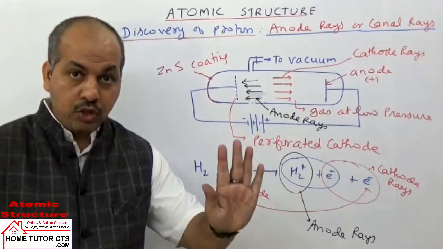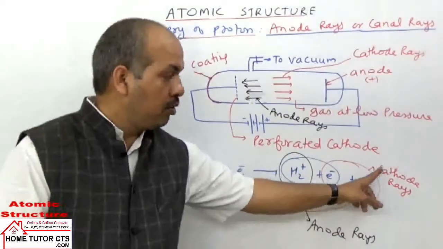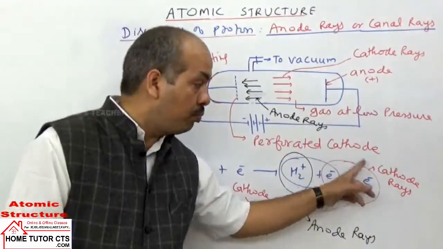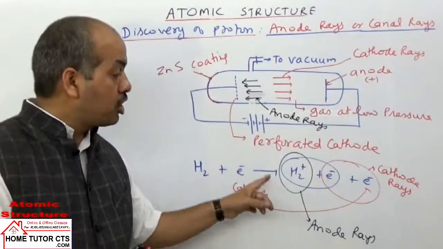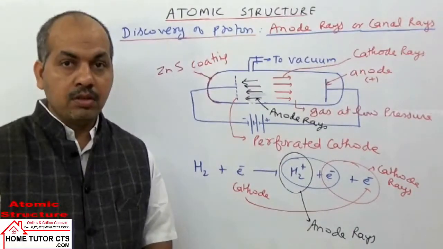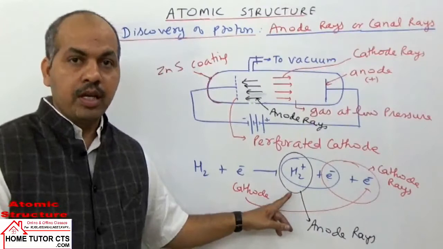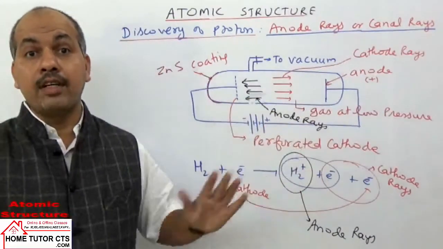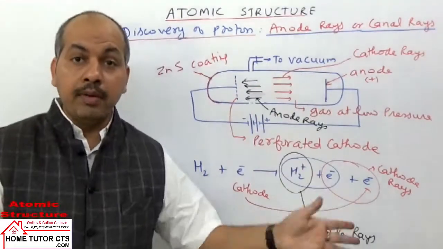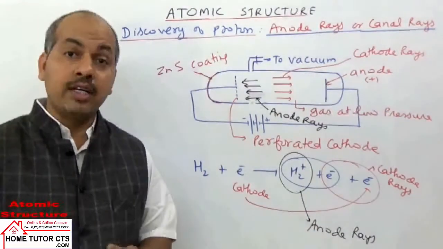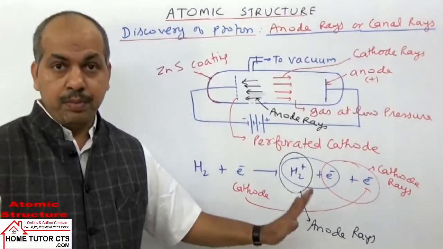The charge to mass ratio was found to be the same for any gas taken in the discharge tube for the cathode rays, because an electron beam was making the cathode rays, whereas the positive ions remaining from the gas ionization make the anode rays. Since different gases have different atomic masses, the ratio of charge to mass will be different for different gases taken in the discharge tube. I hope it is clear.